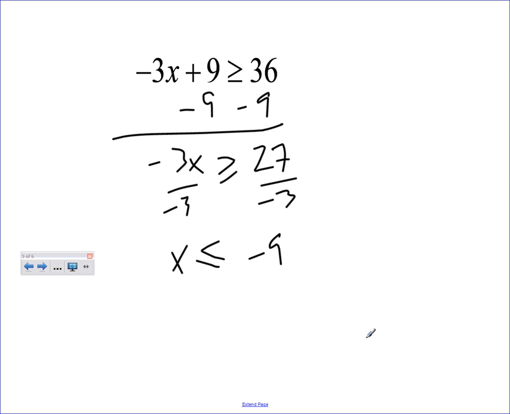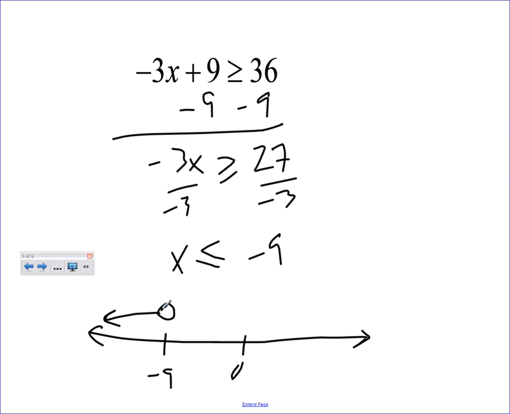Again, let's do the number line just to see what we're actually looking at. There's 0, there's negative 9. x is less than, so we're going in this direction, like so, and it's or equal to, so we fill in the circle as best we can. It's easier with a pen. So x is less than or equal to negative 9 is anything down here. If we're over here, it's not going to work. If we're down here, it's going to work. Plug in negative 10, and there we have a perfectly beautiful answer.